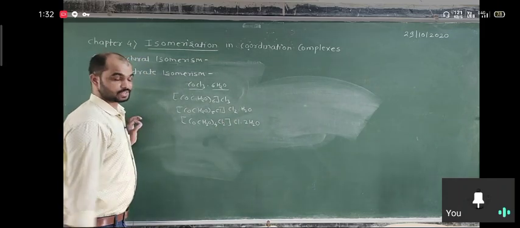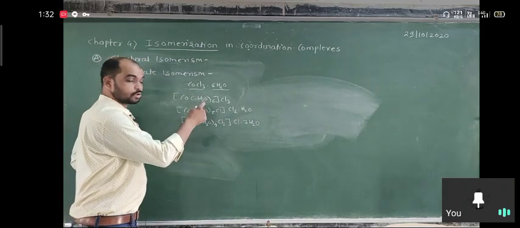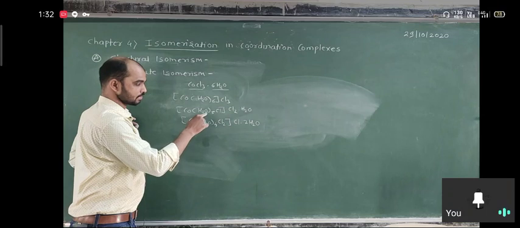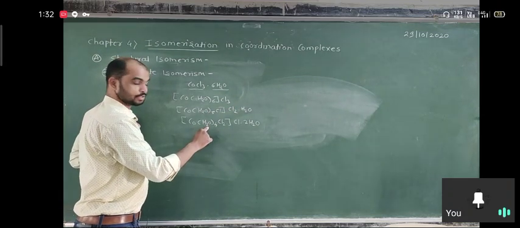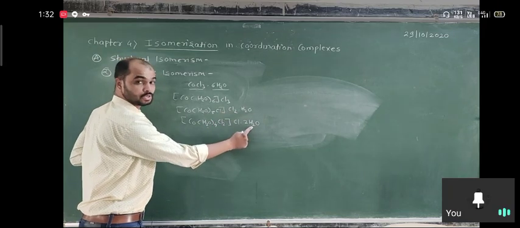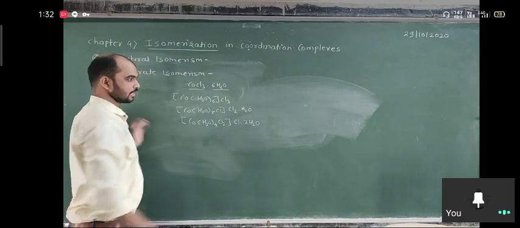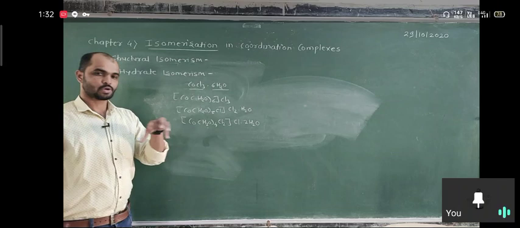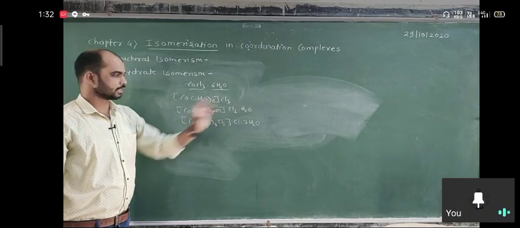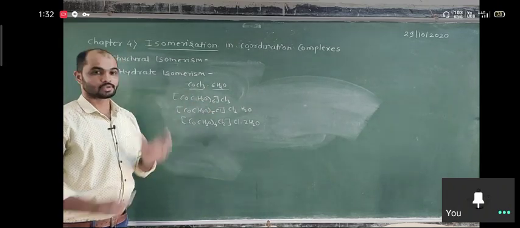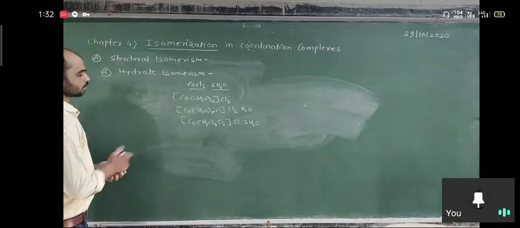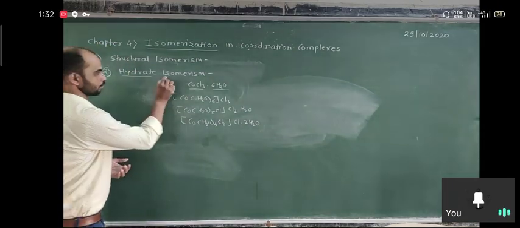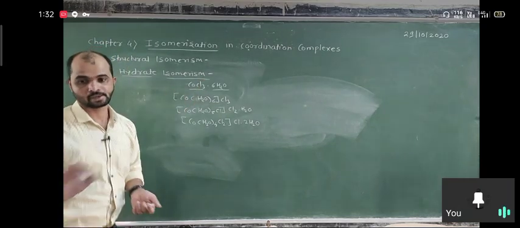But what is the difference? Here all the water molecules are inside. In the second case 5 water molecules are inside, 1 outside. In the third case 4 water molecules are inside, 2 outside. The difference depends on how many water molecules are present inside and outside, that will differ the compounds from each other. That's why the isomers are called hydrate isomers.